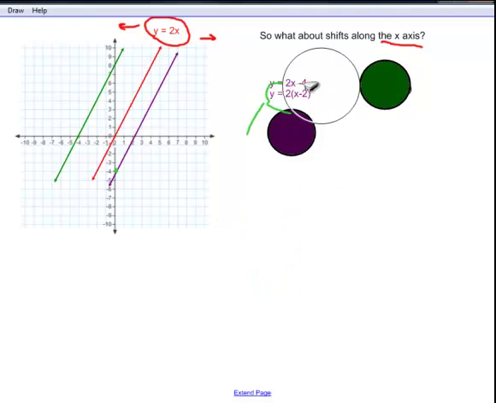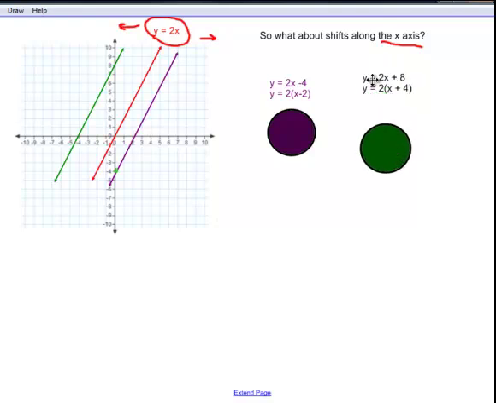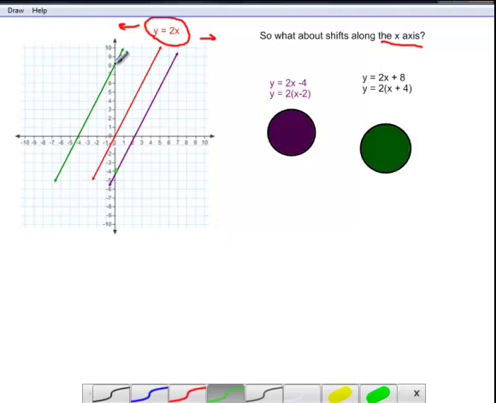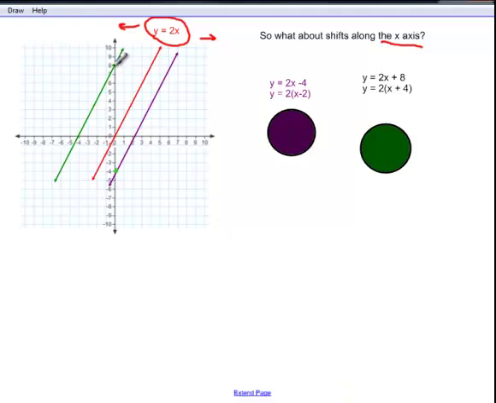Let's look at the green one. Okay, the green one's a new line altogether. It's y equals 2x plus 8. Here it is going through 8, and then it's going up 2 over 1. But we could rewrite it as this. We could factor out the 2.